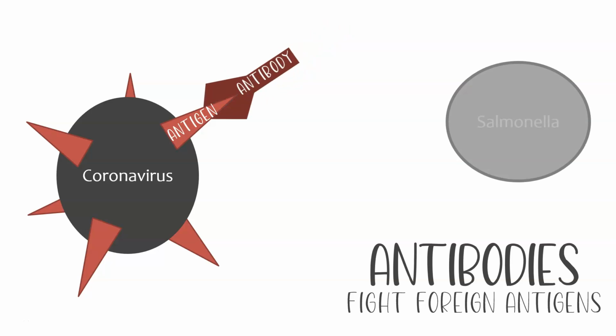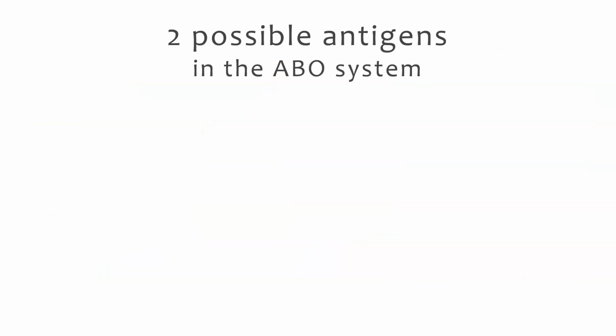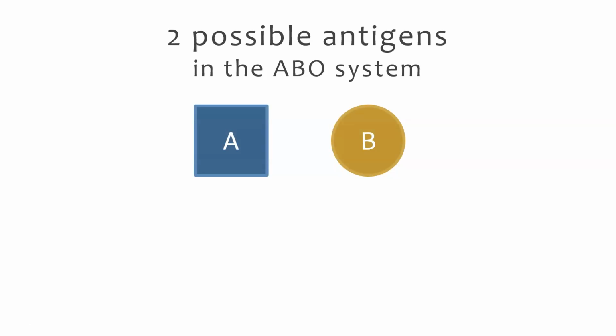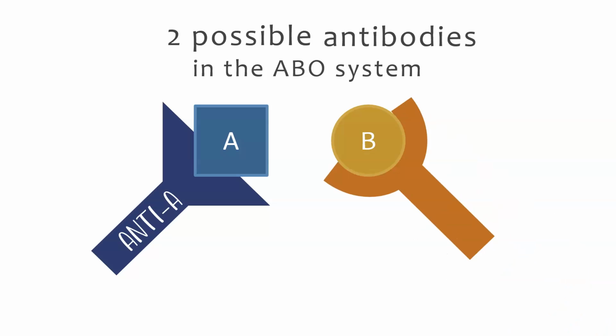If you get salmonella, the coronavirus antibody can't help you because this new infection will have a new antigen on its surface and therefore requires a new antibody to be able to bind specifically to it. Every time your body is infected with something new, your immune system will generate an antibody that can bind to that specific pathogen. Since there are two possible antigens in the ABO system, that means there's two possible antibodies that the immune system can produce. One antibody that can specifically bind to the A antigen, and one that binds specifically to B.